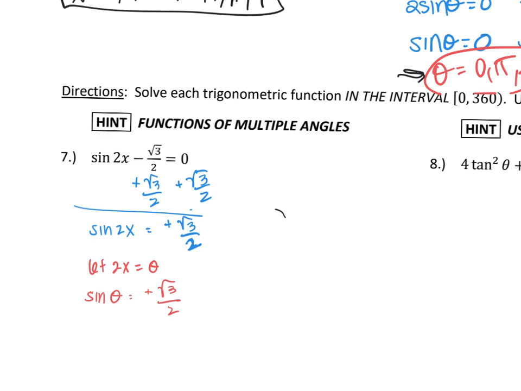Okay, sine of theta is equal to root 3 over 2. That is going to be at 60 because we're in degrees. So 60 degrees gets us root 3 over 2.